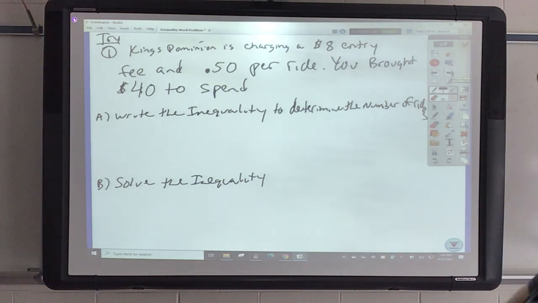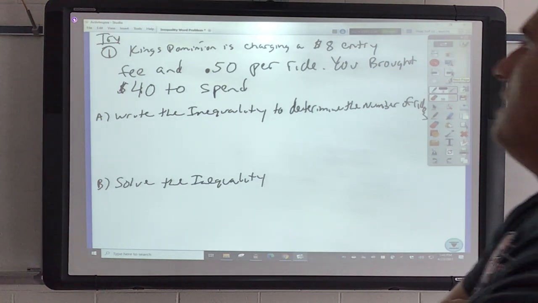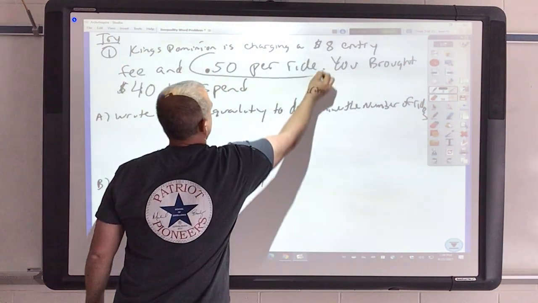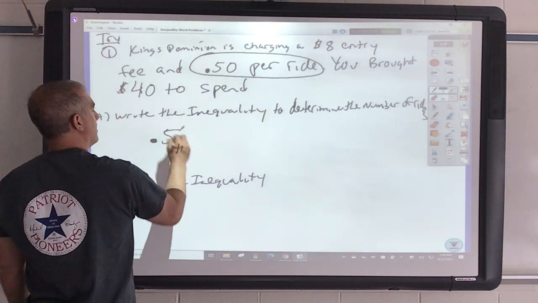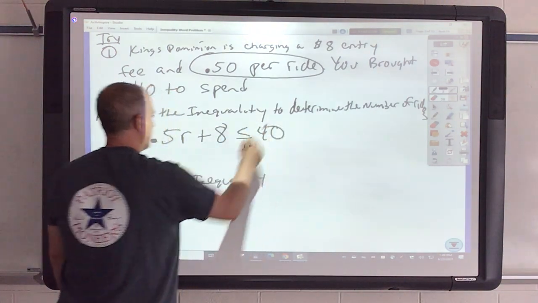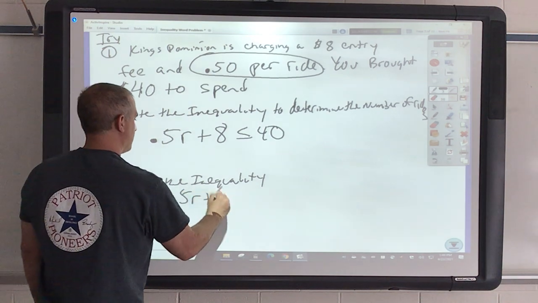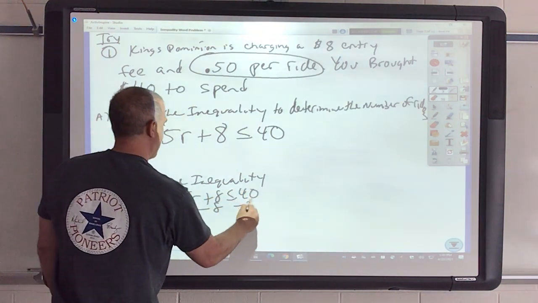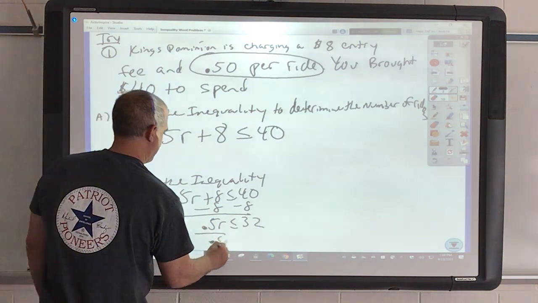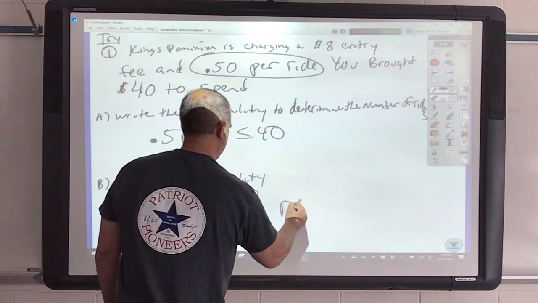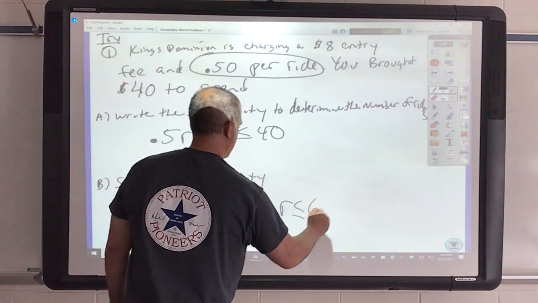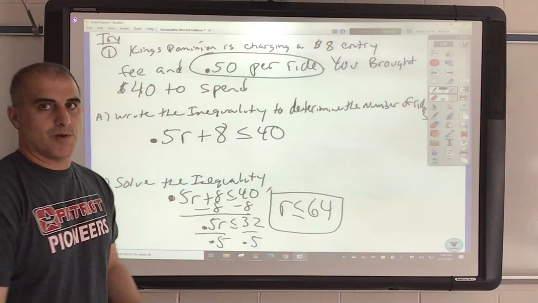Pause your video. King's Dominion is charging $8 an entry fee and 50 cents per ride. You brought $40 to spend. So 50 cents per ride, so 0.50 times R plus 8 is less than or equal to 40. Subtract 8. That's 0.5R less than or equal to 32. Divide by 0.5. R is less than or equal to 32 divided by 0.5, which is 64. I could ride up to 64 rides.